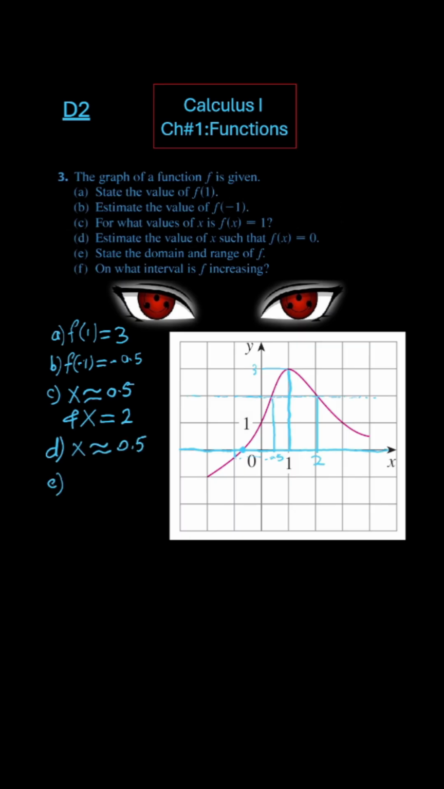For part E, we state the domain and range of the function. The domain is all x values for which the graph exists. From the graph, this is from -2 to 3. The range is all y values the function takes. The lowest y value is about -1, and the highest y value is 2.